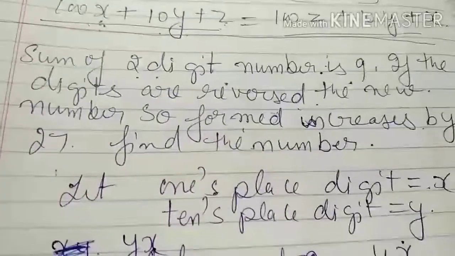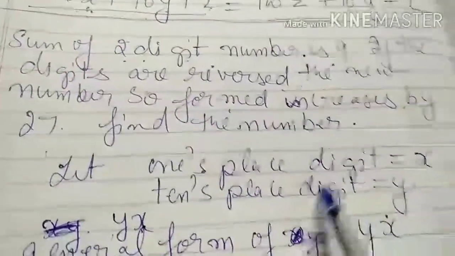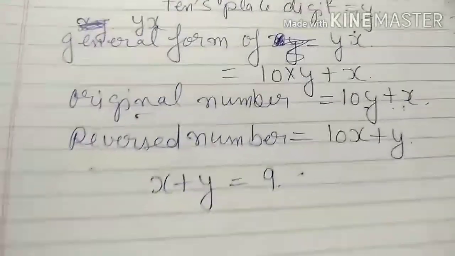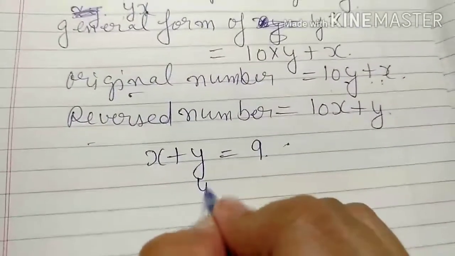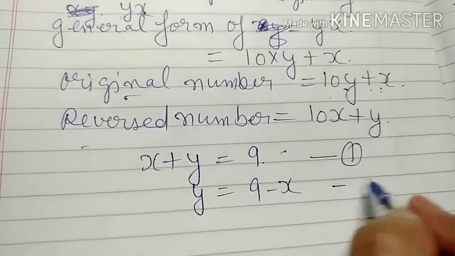Now let's see what is written in my question. The sum of the digits of the two-digit number is 9. It means whatever digits we consider, if we add these two digits, my answer will be 9 according to the statement. So y is equal to 9 minus x. We consider this my first equation, this is my second equation.